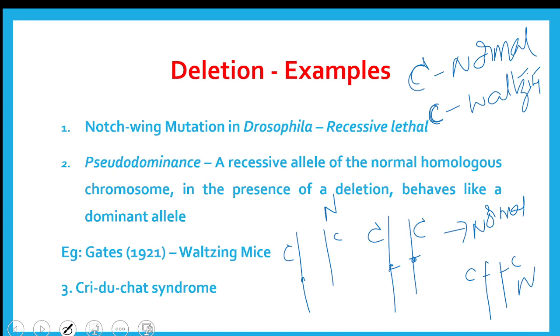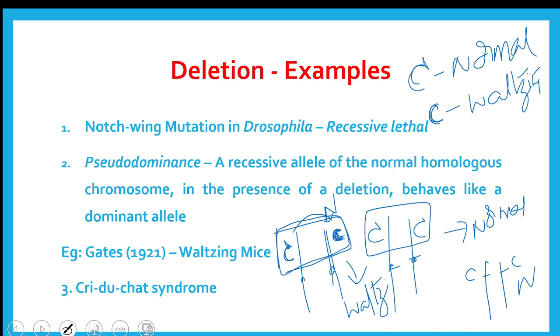Can you observe waltzing behavior in a heterozygote or homozygote? In a heterozygote, capital C small c, can we observe waltzing behavior? No, sir. Why? The dominant normal gene suppresses it. What happens if in the heterozygote this recessive gene is expressed, resulting in waltzing behavior? That we call pseudodominance.